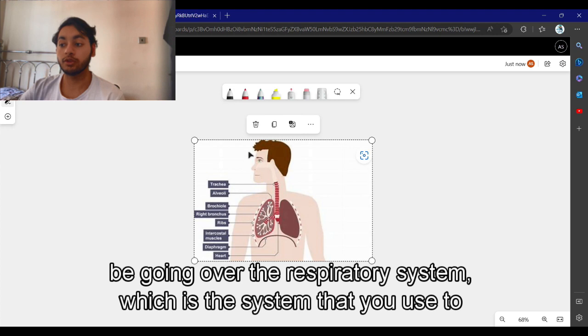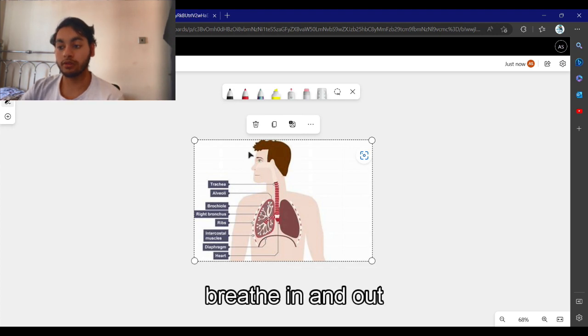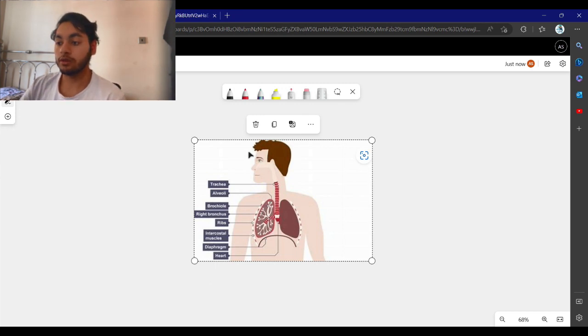Today I'm going to be going through the GCSE Biology Spec and going over the respiratory system, which is the system that you use to breathe in and out and have oxygen and carbon dioxide, have the gas exchange, etc. Without any further ado, let's just get in.